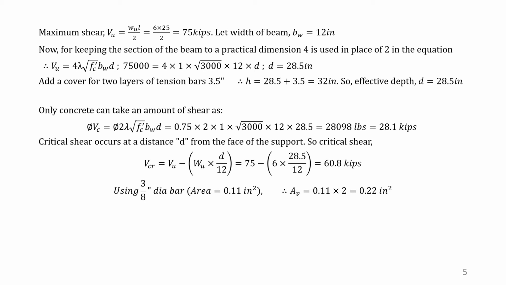Now we have to decide about the size of the stirrup. Normally 3/8 inch or 1/2 inch bars are used in shear reinforcement or stirrup calculation. The 3/8 inch diameter bar has an area of 0.11 square inch, and as there will be two legs, as we have shown in the previous figure, the area provided is 0.11 into 2, which is equal to 0.22 square inches.